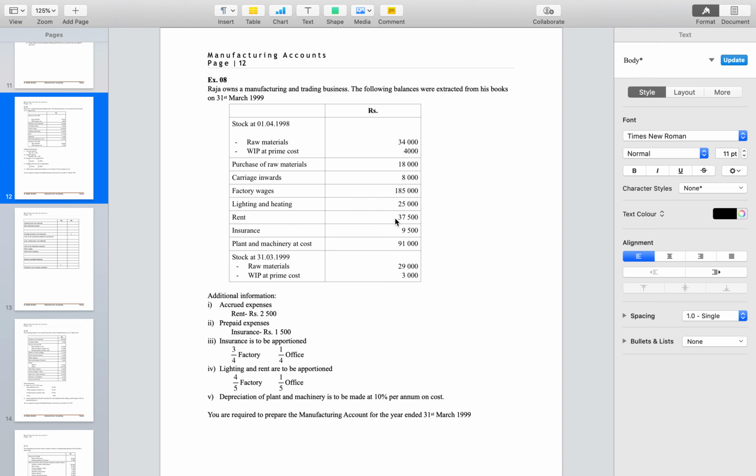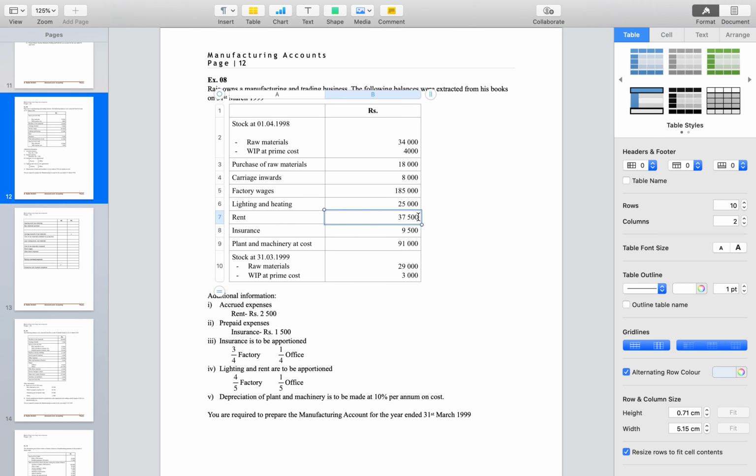So in your tute, search for the rent. As you can see, the rent over here is 37,500, right? So to this now we are going to add back 2500, done. So adjustment number 2, prepaid expenses, insurance is 1500. So remember, prepaid is something that you always subtract from the question, right? So insurance is prepaid by 1500. So look at your tute. Here they say insurance is 9500, so next to it minus 1500, done.